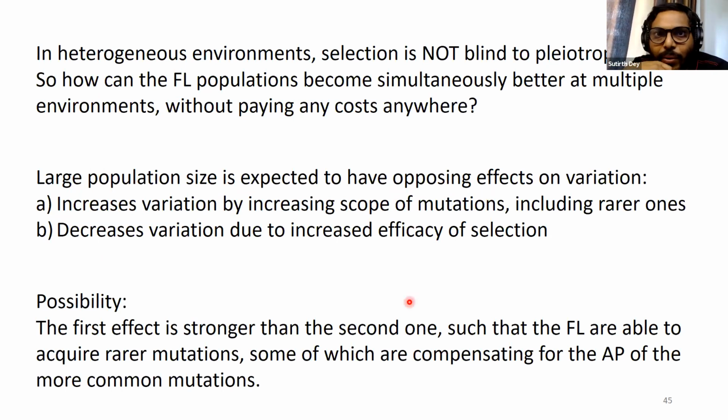Now, the possibility is that in this context, the first effect, this more mutation effect, is actually stronger than the second effect. Okay. So how does one test that out? Sorry, the first effect is stronger than the second effect, due to which you have secondary compensatory mutations coming out in the large populations, which are able to compensate for the antagonistic pleiotropic effects that you see in the small population. So how does one check this out?